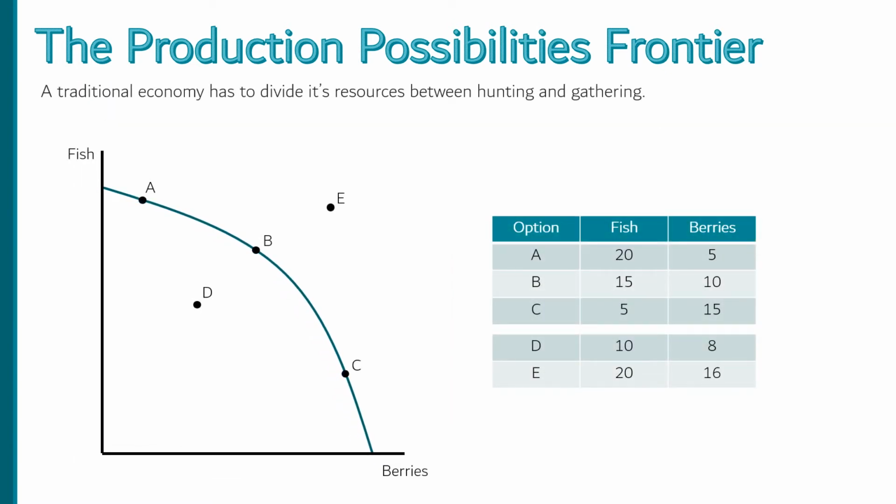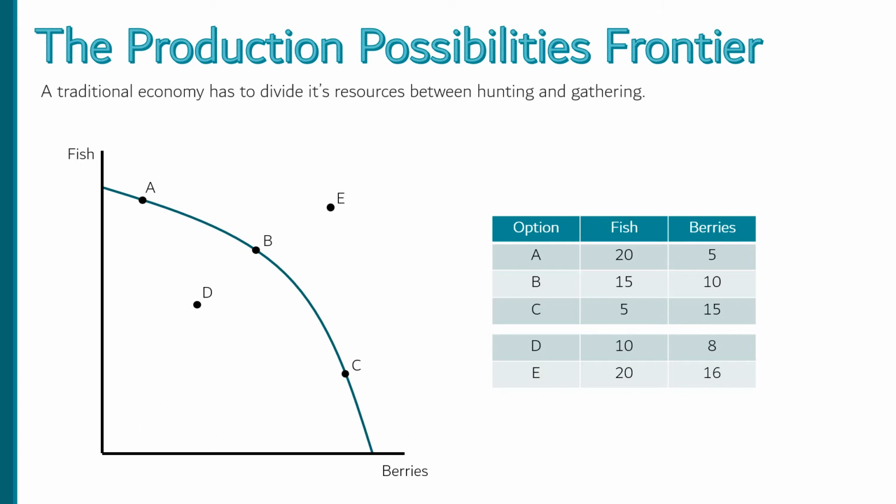Imagine a traditional economy of hunters and gatherers. The hunters go off and catch fish, while the gatherers collect berries. Option A shows an outcome where the tribe is devoting almost all of its resources to fishing. The resources in this case are the time and effort of the people in the tribe.